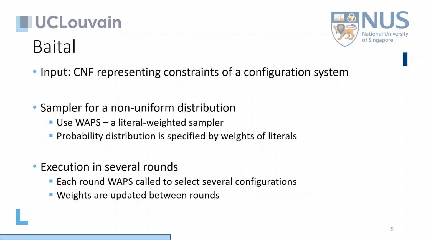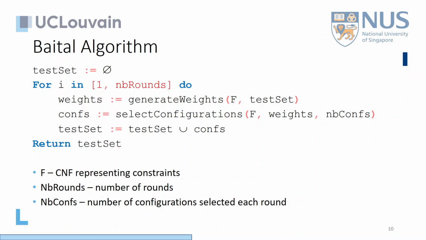And in our tool, as I've said before, the execution is done in several rounds. Each round we call the WAPC tool to select several configurations, and in between the rounds we compute the new sets of weights and update them. So the algorithm is pretty simple, as shown here. We start with an empty test set, and then we repeat, for the number of rounds, the simple thing. We compute the weights for the round based on the current version of the test set, and then we call the WAPC tool to select several configurations for our test set. And then we extend our test set with the newly selected configurations. In this algorithm we have the select configurations function, which is basically a call to the WAPC tool, and the generate weights function is explained in the next slide.